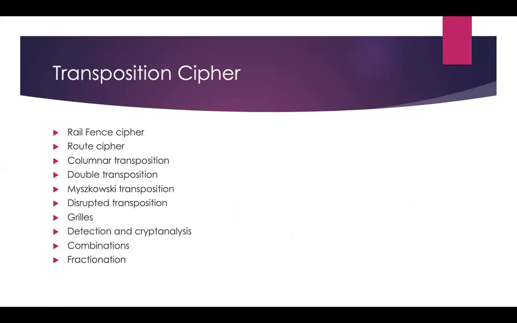Moving on, there are many transposition ciphers available, as you can see in the slide. Here, we are going to see only two ciphers. One is the rail fence cipher, and the other one is the columnar transposition cipher. So firstly, we'll see what this rail fence cipher is.